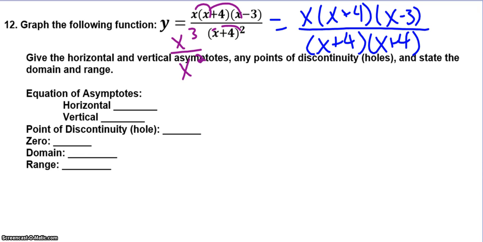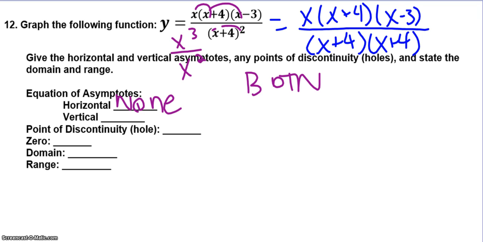So I'm bigger on top, so I'm going to use bottom. Since I'm using bottom, I do not have a horizontal asymptote. That means I have to write none in the blank. If you don't write none, your answer is wrong.